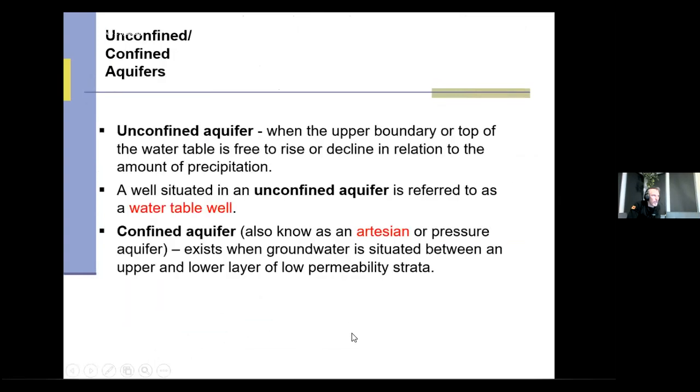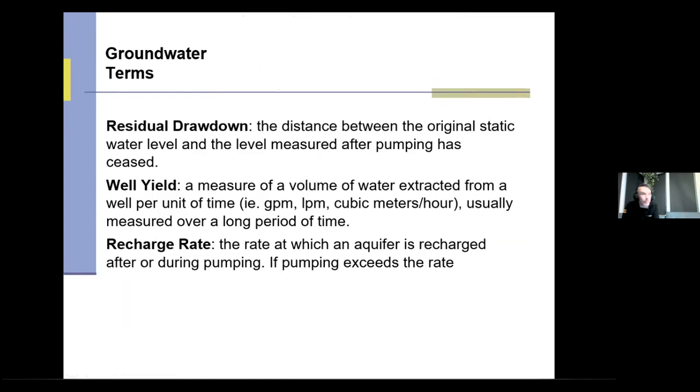All right, here. So residual drawdown and well yield. The yield of a well is a measure of the volume, and that's how much water. You'll see it as liters per minute or liters per second or cubic meters per hour. How much does that well produce?